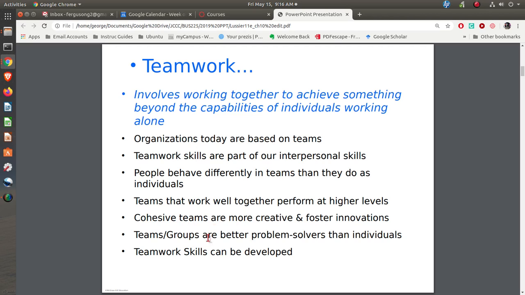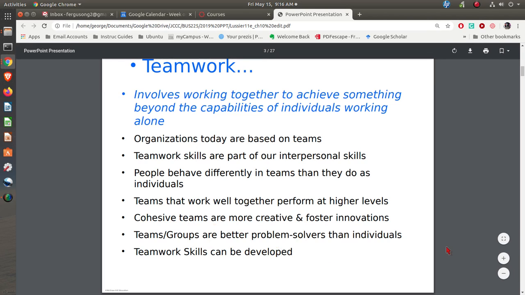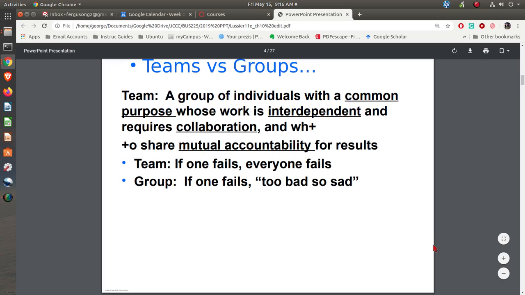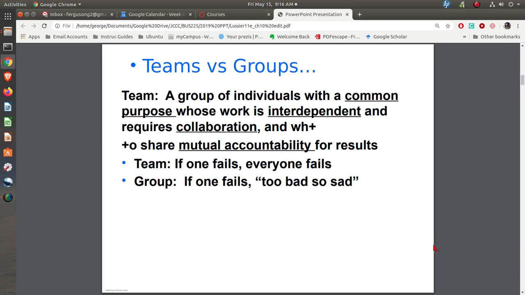And one of the things that happens is you get a bunch of folks together to problem solve, they're going to come up with a better solution than just an individual person would. Now, there is a difference between groups and teams. As it says here, a team is a group of individuals with a common purpose whose work is interdependent and requires collaboration, and who share mutual accountability for the results.